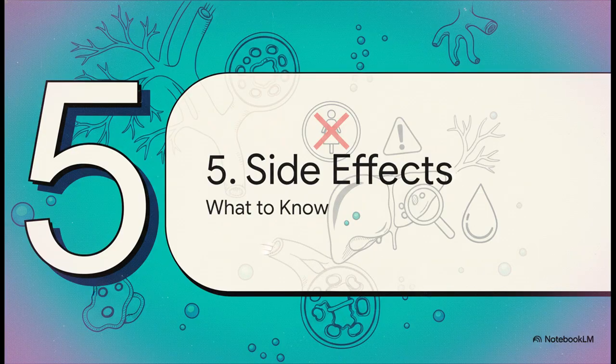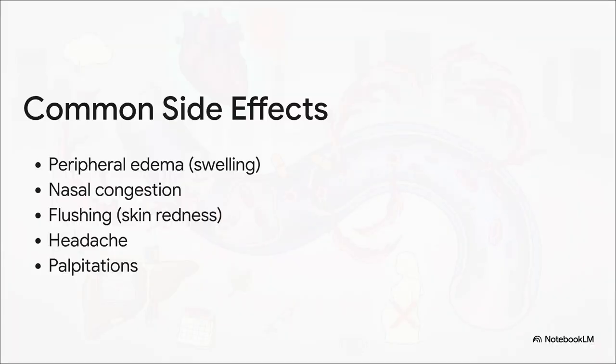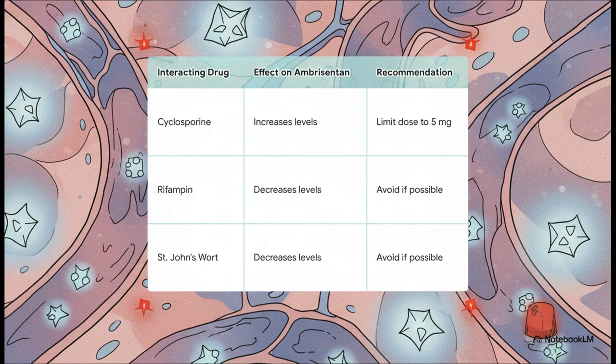All right, so moving on from those really critical safety rules, let's talk about the more common side effects and interactions that patients should know about. So, aside from the major warnings we just covered, the side effects that pop up most often are things like swelling, especially in the legs or ankles, that's peripheral edema, along with a stuffy nose, headache, and sometimes flushing of the skin. And this is also super important to know, drug interactions.